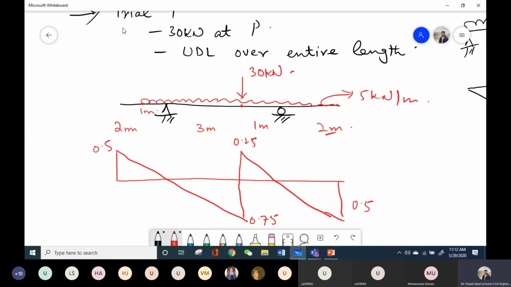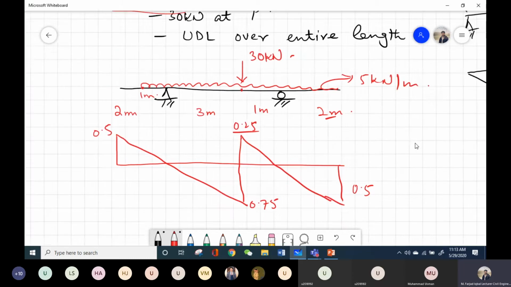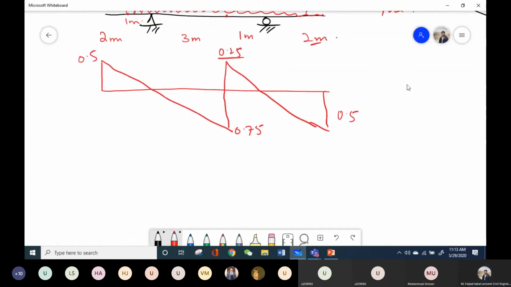So for trial one, I have placed it over point P. I think for this one we may not get the maximum value, because the maximum value should be over here. So we will do it in trial two. In trial one, we have placed it over here and we will multiply it with these ordinates and multiply the UDL with the area of the triangle, and let's see what value we get for the shear force. It's not given, it's basically a trial and error procedure.